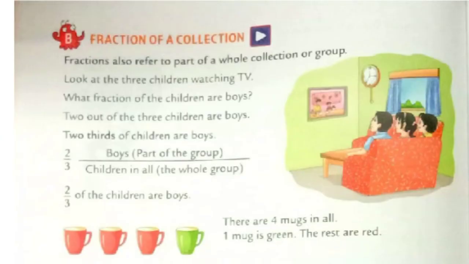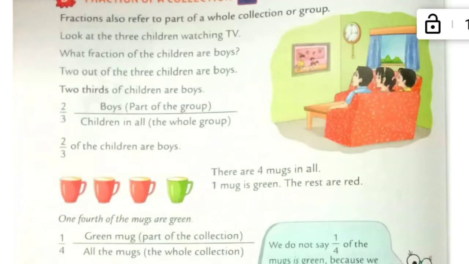Fraction of a collection. Fraction also refers to a part of a whole collection or group. Look at the three children watching TV. What fraction of the children are boys? Here, 2 out of 3 children are boys. So, we can say 2/3 of children are boys. And how will we write this in numbers? 2/3 are boys.